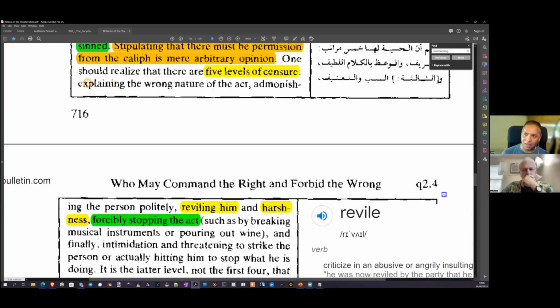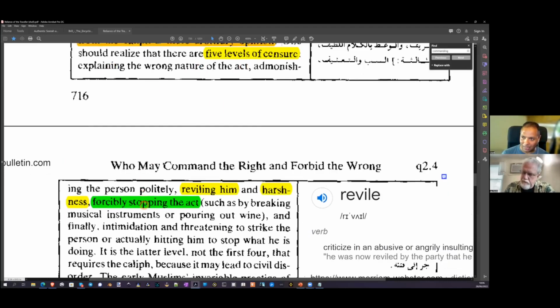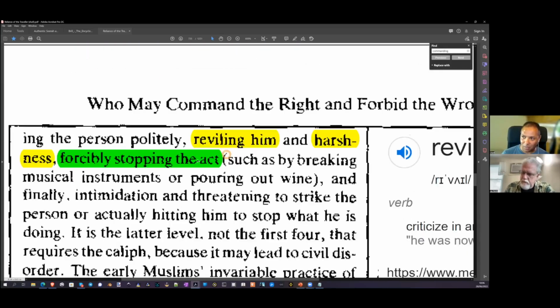So they say you have to explain the nature of the act, explain the wrong nature, then admonish the person politely, then revile him with harshness. So notice here, reviling him and harshness, and then forcibly stopping the act, such as by breaking musical instruments or pouring out wine.